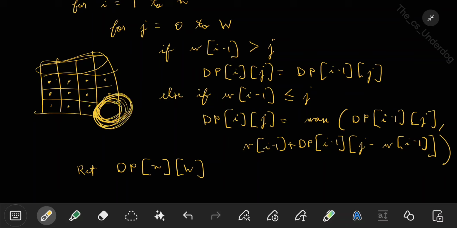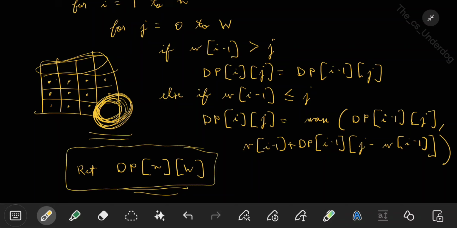This is the value which is dp[n][W]. That is, if you are having all the n items for selection and the total available capacity of the knapsack is W, then what is the maximum profit possible? That is our final answer. So whatever is the value in dp[n][W], that will be your final answer.